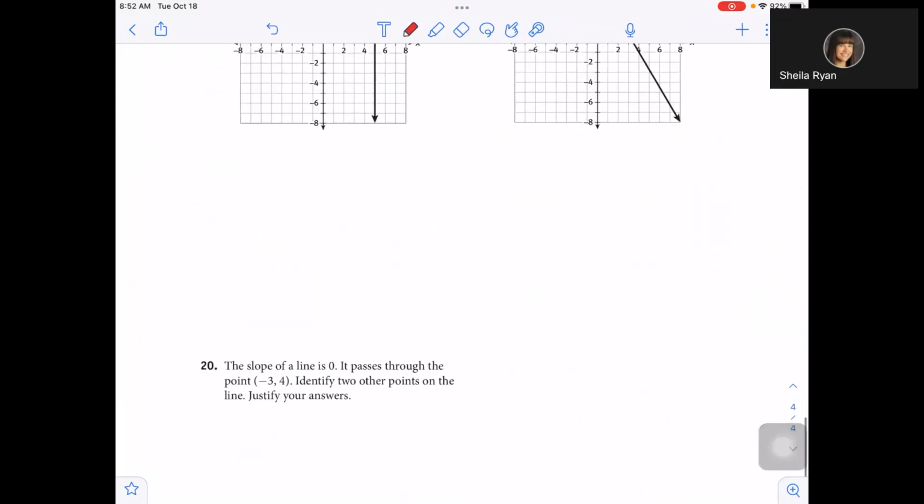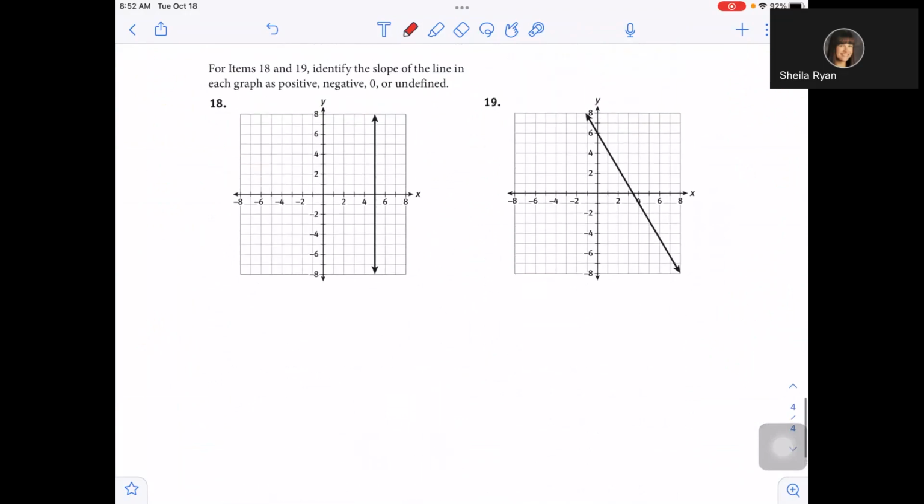Okay, and then our last page, we just have 3 questions here. Identify if the slope of the line is positive, negative, 0, or undefined. You might remember this, but if you don't, you can look at your rise over run, and let's pick those 2 points. I'm going to start at this point on the top. To get to the other point, I have to rise 1, 2, 3, so negative 3.